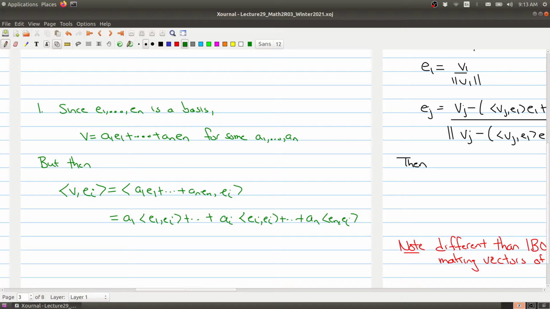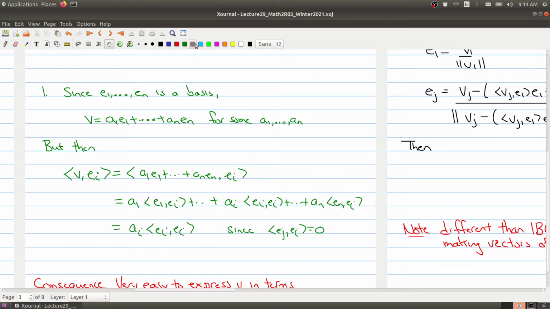Now we have to think about what all vanishes here. What we know vanishes is, because the EI form an orthonormal basis, each of the vectors is orthogonal to every other vector if they're distinct. So anything like the inner product of E1 and EI, or E2 and EI, all go to 0. So you're left with AI times the inner product of EI, EI, because the inner product of EJ, EI is equal to 0 for J not equal to I. That's one of the properties of an orthonormal basis. And then what's the inner product of EI with itself? Well, that's just 1 because the norm of EI is 1. So this is equal to AI.